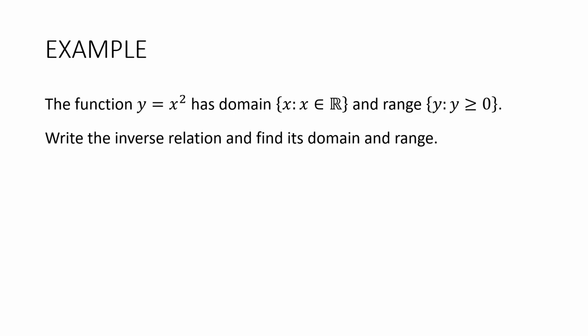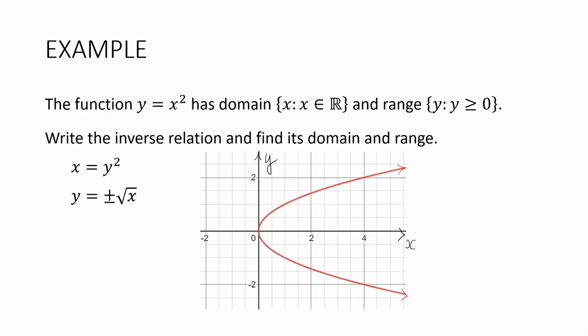Let's look at an example. Y equals x squared has domain x is an element of the set of real numbers and range y is greater than or equal to 0. Let's write the inverse relation and find its domain and range. Now we just did this. Y is equal to plus or minus root x is the inverse relation. And the graph looks like this.